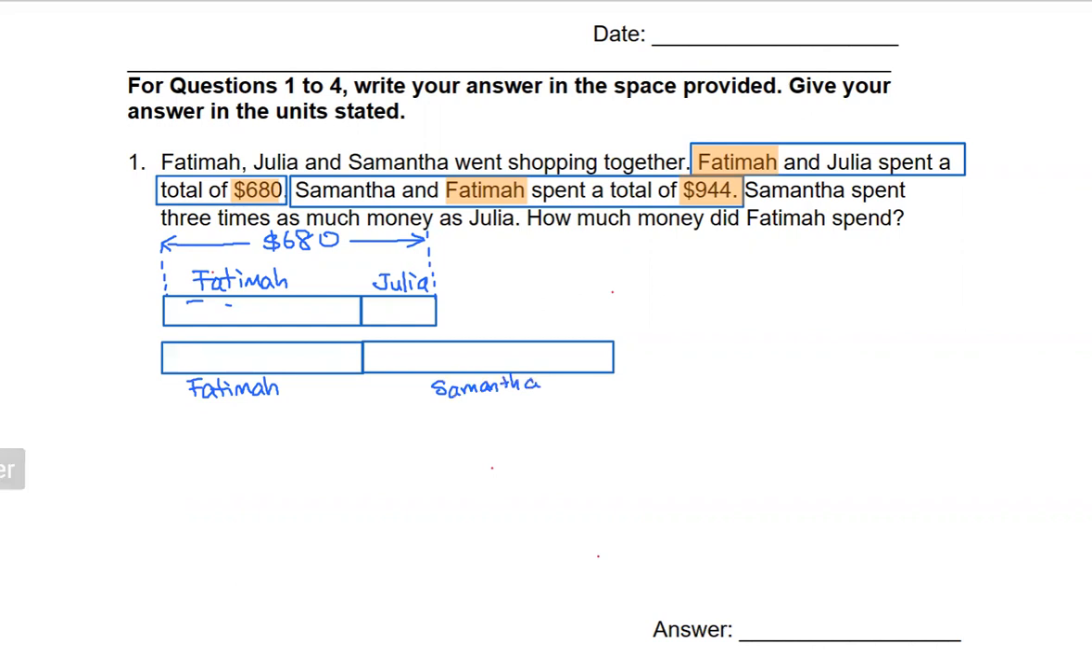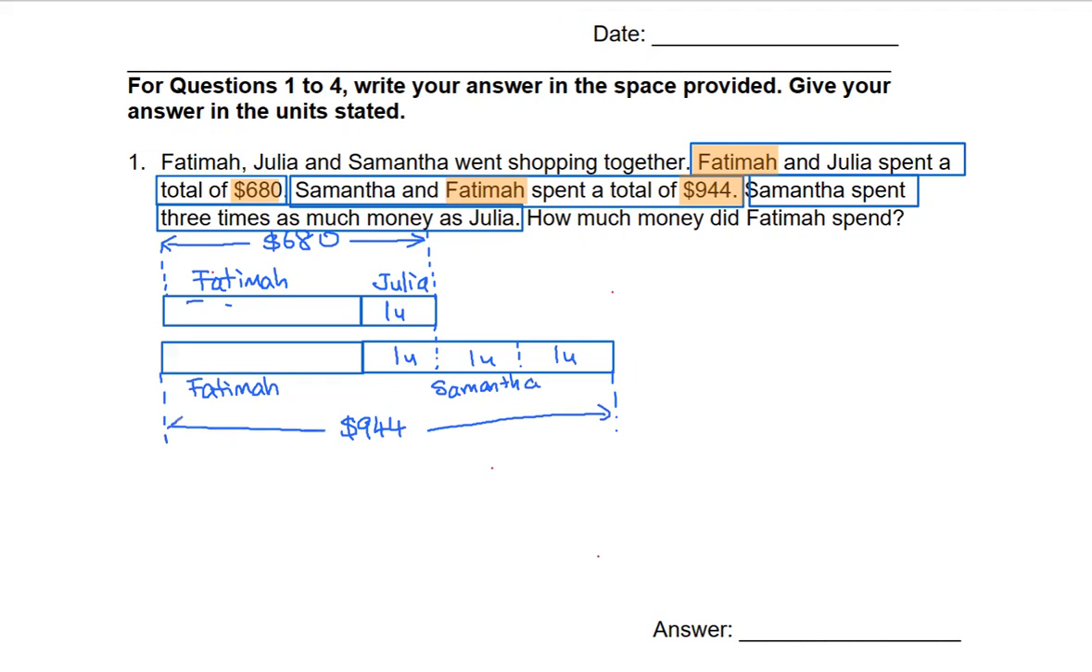I know, because our next sentence says that Samantha spent 3 times as much as Julia. 3 times, which means 3 units. So if Julia has spent 1 unit, Samantha will have spent 1 unit, 2 units, 3 units. Samantha will have spent 3 units. And together, Fatima and Samantha will spend $944. There you go.